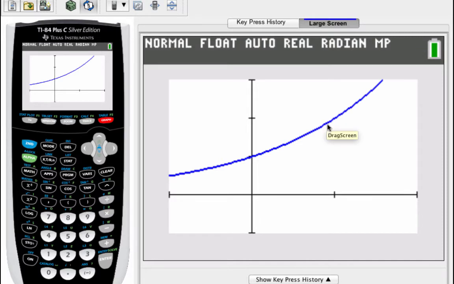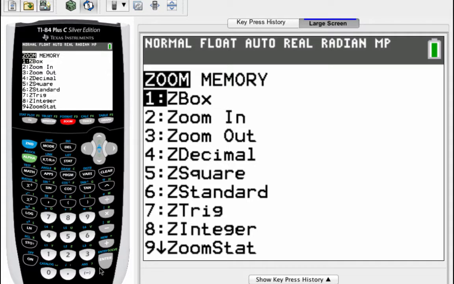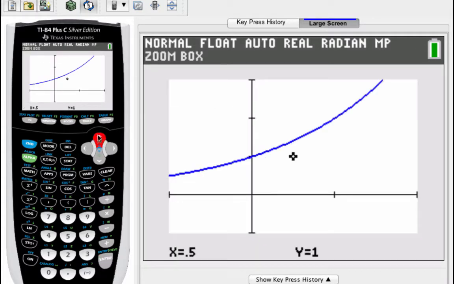Okay, now I'm going to use a little feature called Z-Box. So I go to Zoom. Z-Box is option 1. I'm going to use the cursor key to grab the upper left-hand corner of my box. So let me get closer to 1 here. So this is x equals 0.886. There we go. I'm going to zoom in a little bit closer to 1. I hit enter. And now I'm going to create the rest of the box.